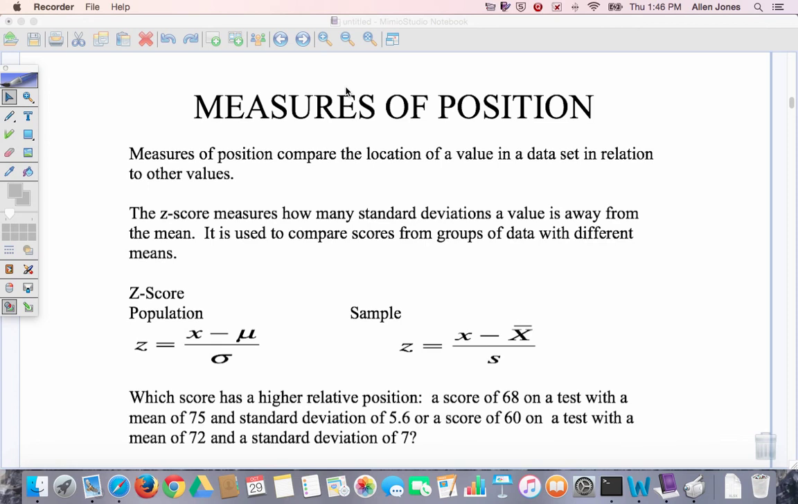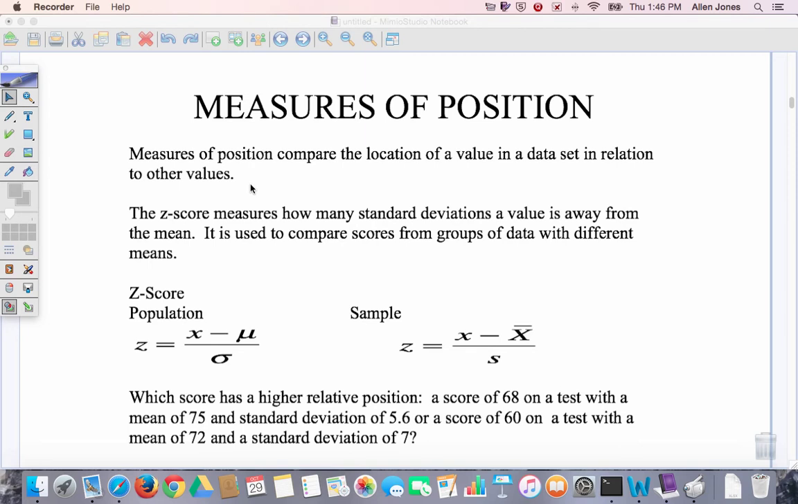Measures of position here. Basically, measures of position are going to consist of three things: our z-scores, our percentiles, and our quartiles. We'll focus today on z-scores and on percentiles. In a separate lesson, we'll do our quartiles. Okay, so measures of position are going to basically rate each of our scores in comparison to the rest of them.